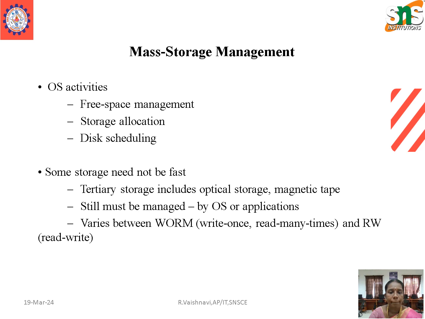Next one, mass storage management. Operating system activities, that is free space management, storage allocation, and disk scheduling. We have three activities. Next one, some storage need not be fast, that is tertiary storage, which includes optical storage and magnetic tape. It still must be managed, either by the operating system or by the applications. Next point, it varies between write once, read many times, and read-write memory.